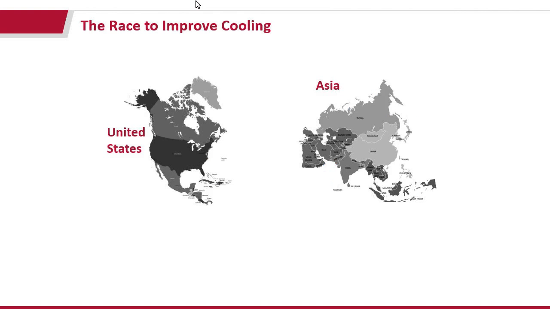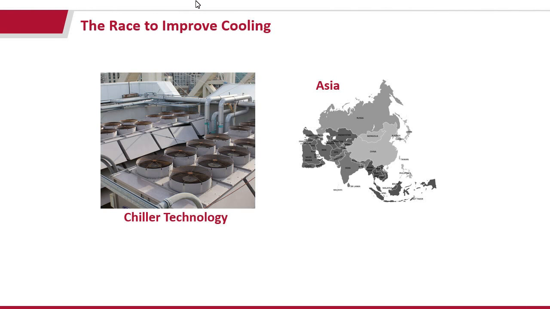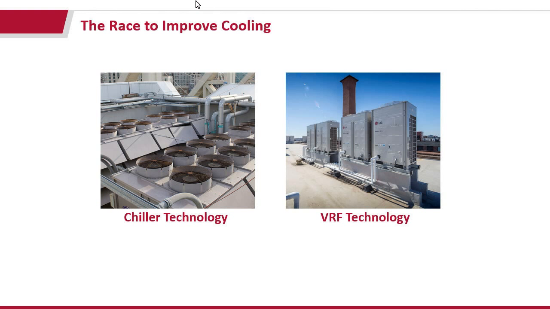It's because while everybody was racing to improve cooling, the United States went with chillers and Asia went with VRF. So we worked on improving VFDs on pumps, that sort of thing, to make cooling more effective. Asia said, no, VRF is the way to go. Let's use refrigerant instead of chilled water.